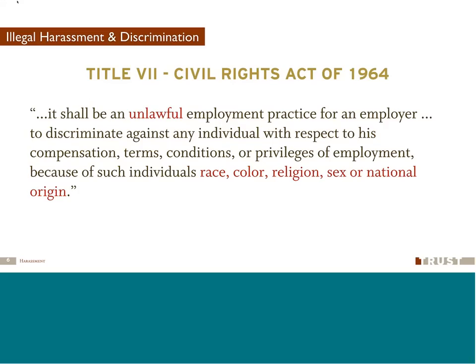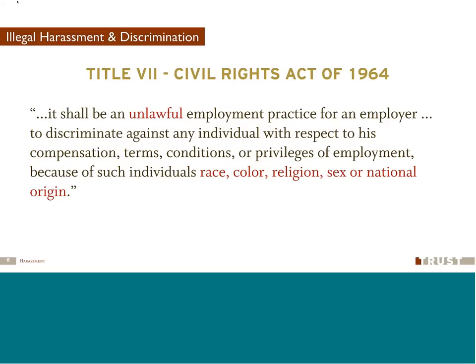Title VII tells us it shall be an unlawful employment practice for an employer to discriminate against any individual with respect to his compensation, terms, conditions, or privileges of employment because of such individual's race, color, religion, sex, or national origin. So here we get our first little flavor of what we're talking about when we talk about protected classes, where they mention race, color, religion, sex, and national origin.